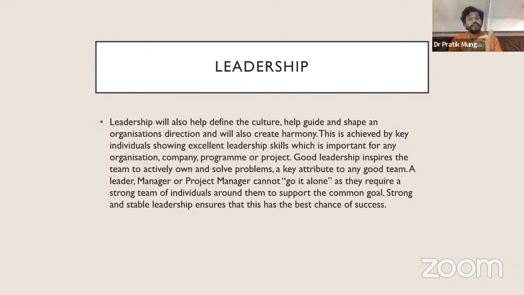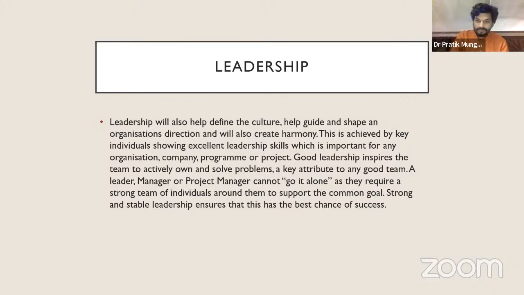So a leader, manager, or project manager cannot go it alone, as they require a strong team of individuals around them to support the common goal. One of the best examples is our IDYM. We have a strong leader and we have a strong team, and that's why we are going great. So this is a very good quality: a leader cannot go it alone, as we all require a strong team of individuals around us to support the common goal. Our common goal is igniting minds of people. So strong and stable leadership ensures that this has the best chance of success.